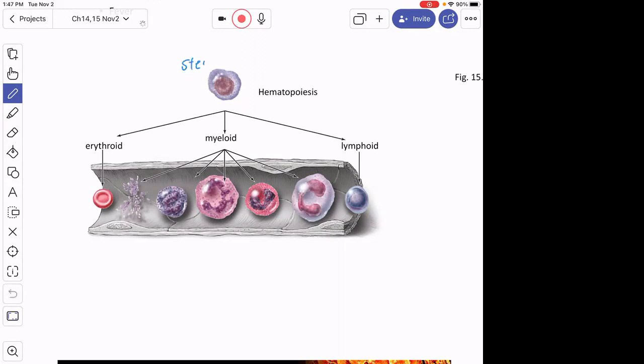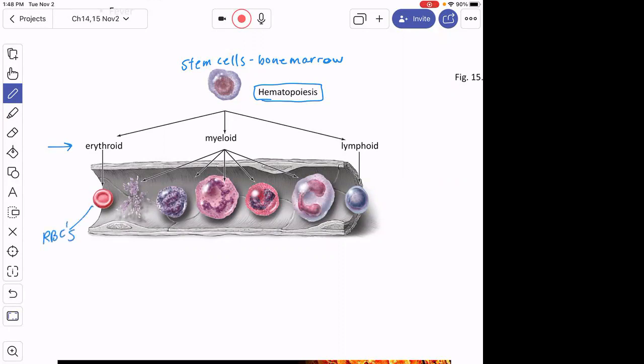But we all have stem cells in our bone marrow that give rise to different kinds of precursor cells. Three different kinds: erythroid, myeloid, and lymphoid precursor cells in the bone marrow. And that process of differentiation is called hematopoiesis. Okay, so again, it's just a process of our stem cells being differentiated into more specific kinds of cells.